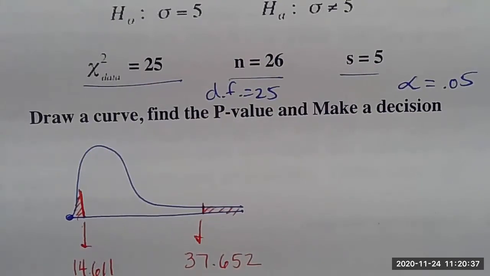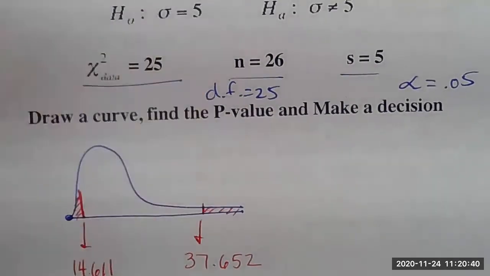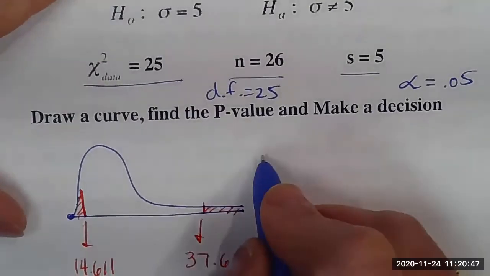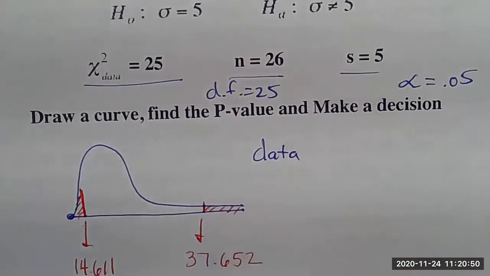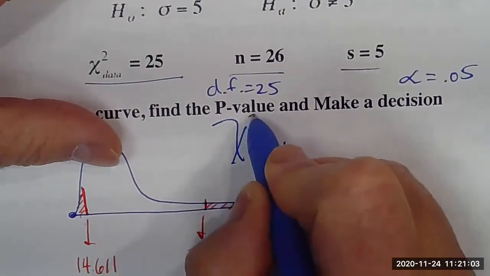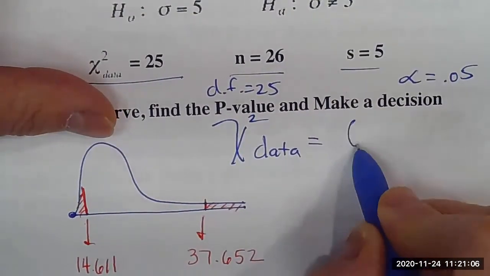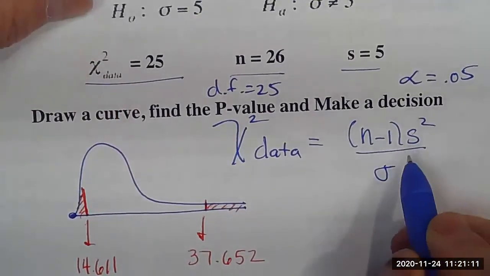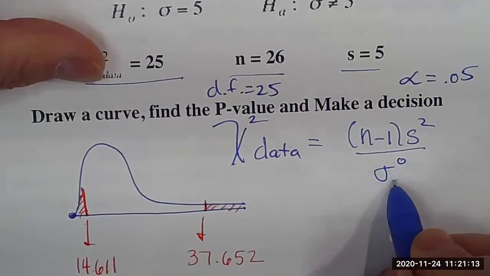Now, in order to use the picture, I have to have the data value no matter what anyway, and the data value will help me find the p-value if I wanted it. So it's all about the data, or what do they call it? The test statistic. Chi-squared test statistic, or chi-squared data, equals n minus 1, little s squared, over sigma sub naught, oops, sigma sub naught squared.